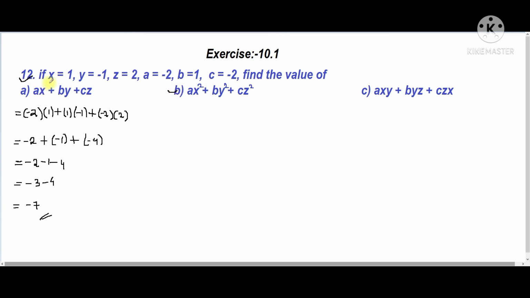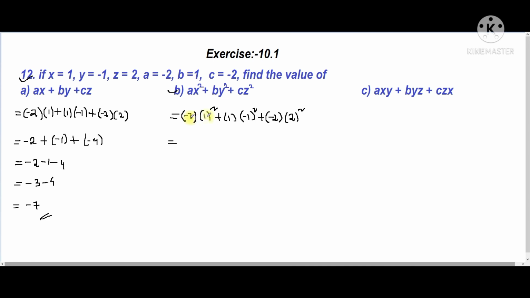Now see question number b. What if ax square plus by square plus cz square? So a value is minus 2, and x value is 1. We'll write 1, and the exponent is 2, x square. The b value is 1, and y value is minus 1, and exponent is 2, that means square. And c value is minus 2, and z square, z value is 2. We'll write z square.